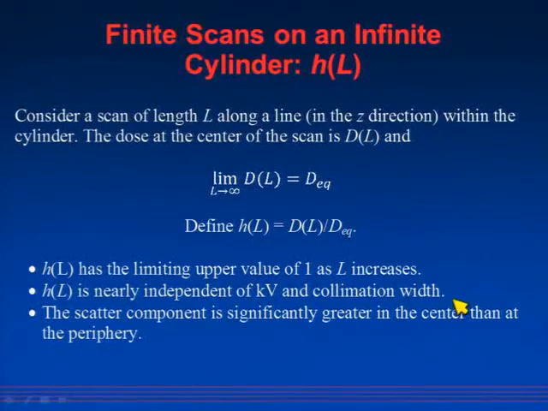Now, what's interesting about this is experimentally, this curve is nearly independent of kV. This scatter component is significantly greater in the center than at the periphery, so this function is also a function of radius, of the distance from the center. But it's practically independent of kV. It's almost independent of collimation width. And it seems to be fairly independent of which scanner you use. So it's not a completely constant function, but it's pretty darn close. And this makes this very, very useful.